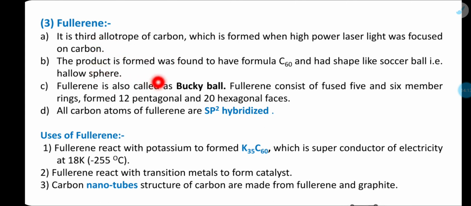The product was found to have C60, that means 60 carbon atoms covalently joined with each other, and had a shape like a hollow sphere ball. A structure of 60 carbon atoms is formed, and we call it fullerene. The fullerene is also called buckyball.